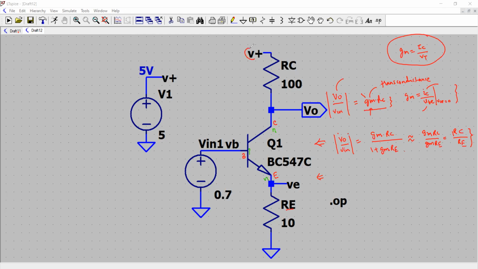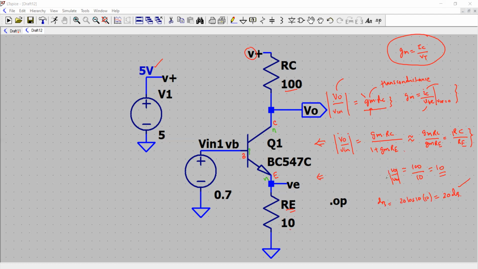What we see here is a positive voltage source of 5 volt connected to one end of RC. The value of RC is 100, and the value of RE is 10. So if we go by theory calculation, our gain will be 100 by 10, that is, RC is 100 and RE is 10. So that's the value of 10. And taking 20 log of 10 would be 20 dB. When we simulate the AC response, we should have this one. We'll see that.